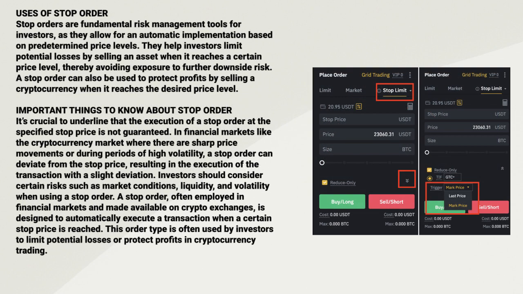Uses of stop order. Stop orders are fundamental risk management tools for investors, as they allow for an automatic implementation based on predetermined price levels. They help investors limit potential losses by selling an asset when it reaches a certain price level, thereby avoiding exposure to further downside risk. A stop order can also be used to protect profits by selling a cryptocurrency when it reaches the desired price level. I'll tell you some important things to know about stop order.